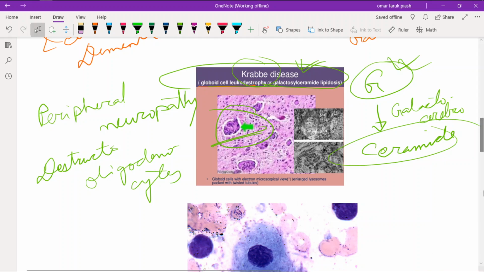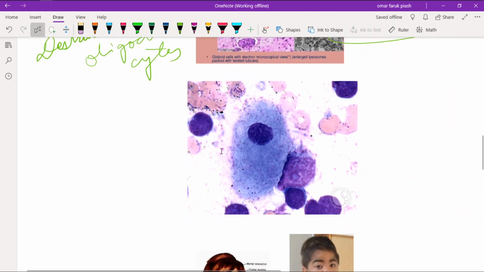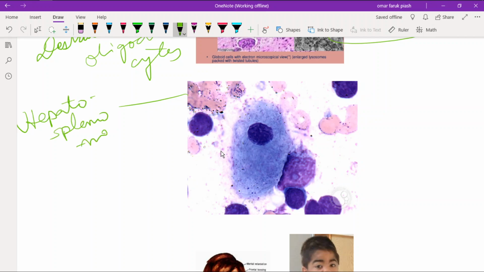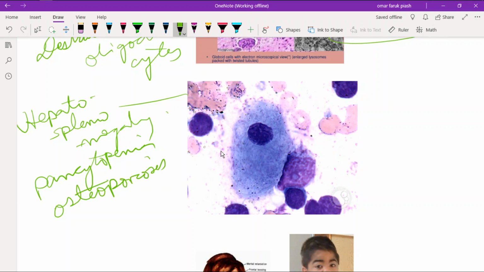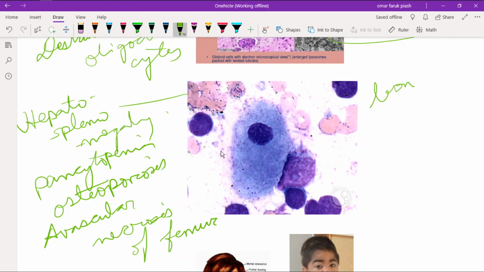Now, this is the picture of Gaucher disease. In Gaucher disease, there is hepatosplenomegaly, pancytopenia, and osteoporosis, and there is avascular necrosis of the femur.